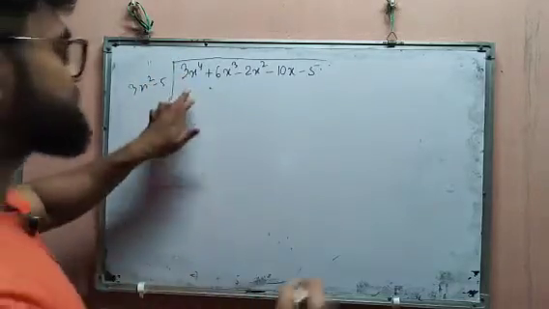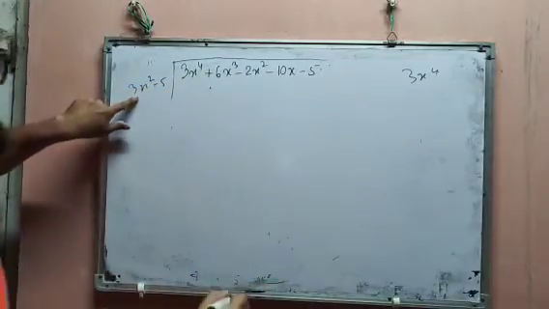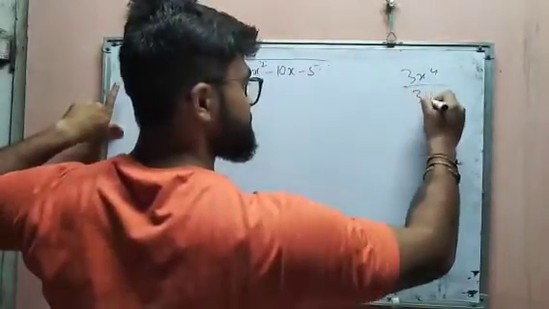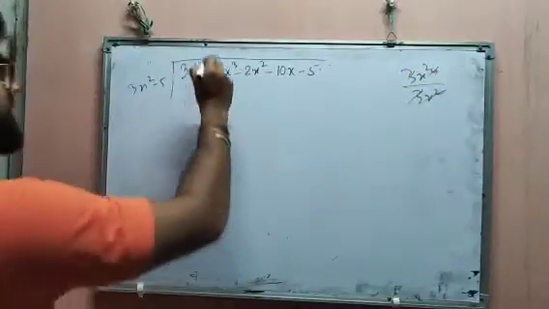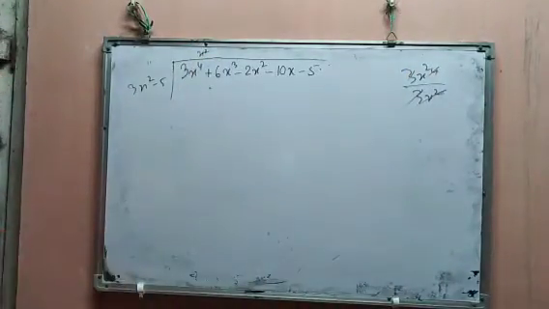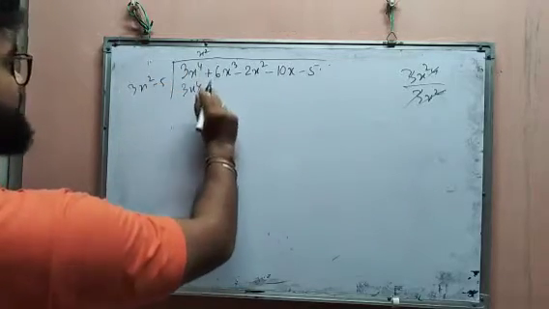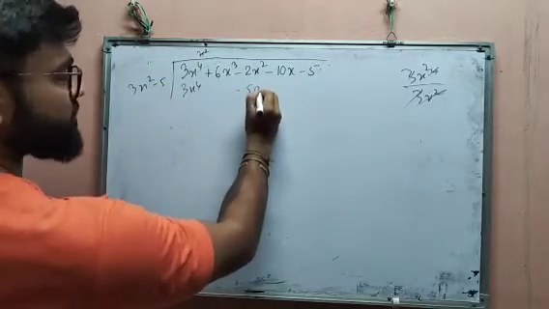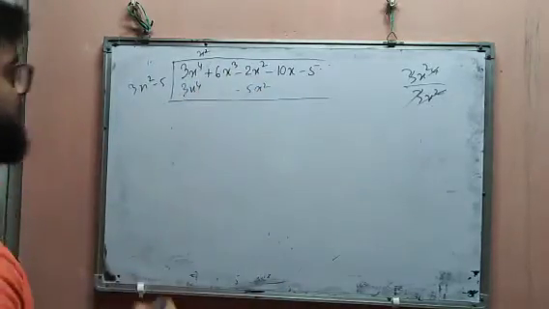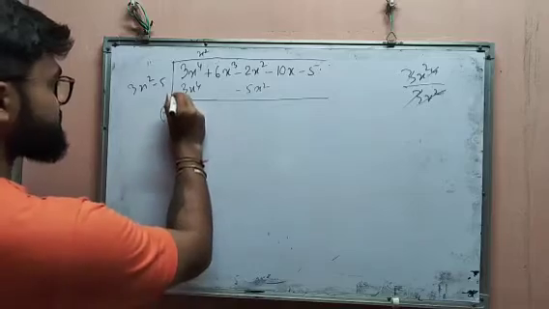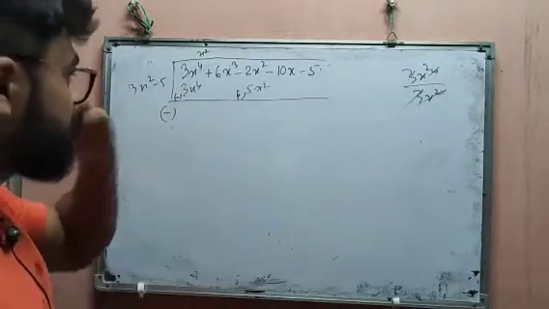Here the first term is 3x to the power 4. Comparing the first terms, 3x to the power 4 and 3x square, if you divide, 3 will be cancelled and it divides x square times. So when you multiply by x square, it becomes 3x to the power 4 and minus 5x square. Then we subtract, so plus becomes minus and minus becomes plus.